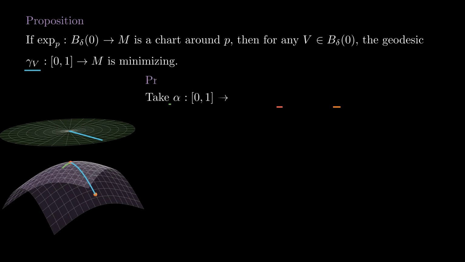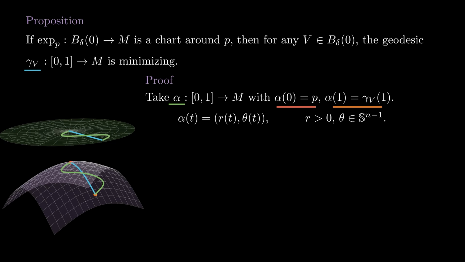To prove that, consider another piecewise smooth curve alpha connecting those 2 points. I want to show that gamma v is shorter than alpha. I will assume for simplicity that alpha is also contained in this chart and leave as an exercise to figure out how to deal with the case when it's not. Now, using this chart, we can write alpha in polar coordinates, having a radial coordinate and a direction coordinate.